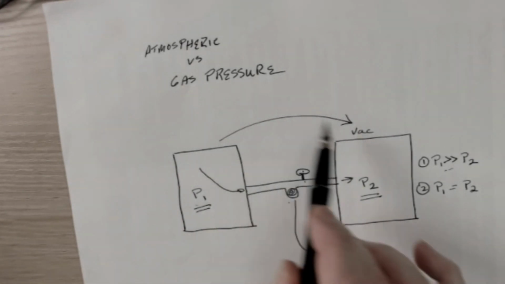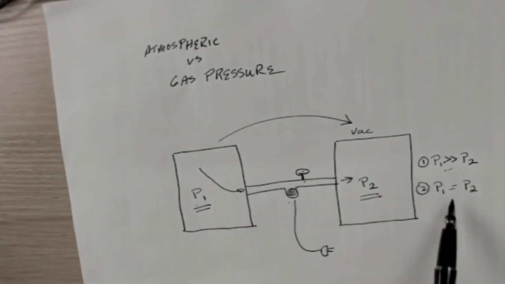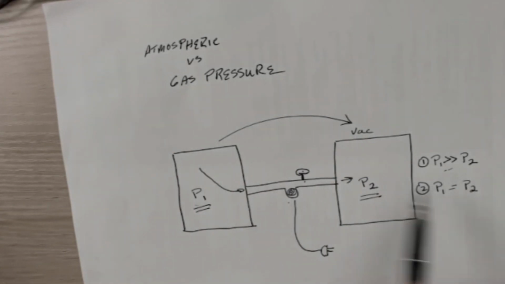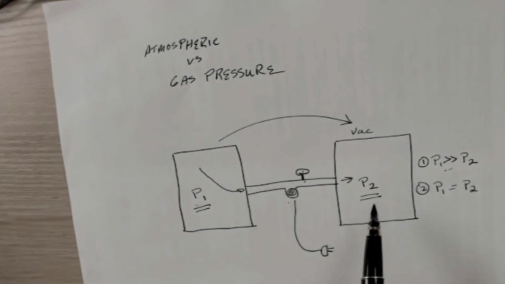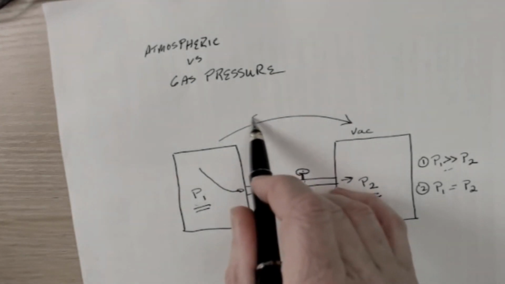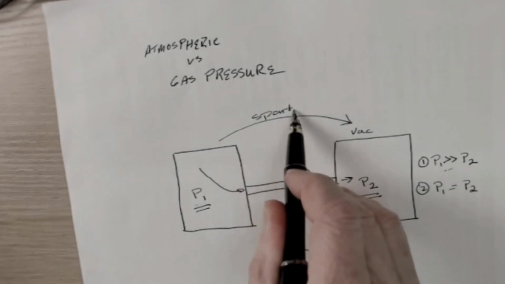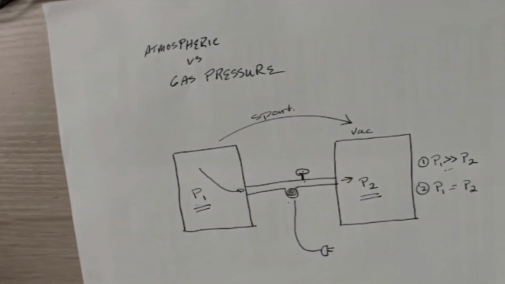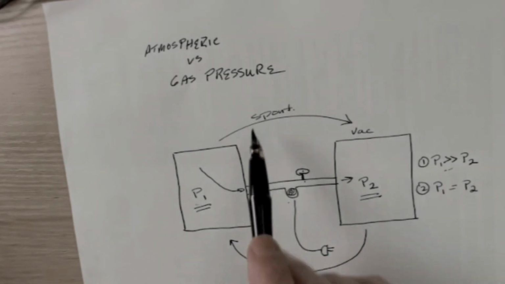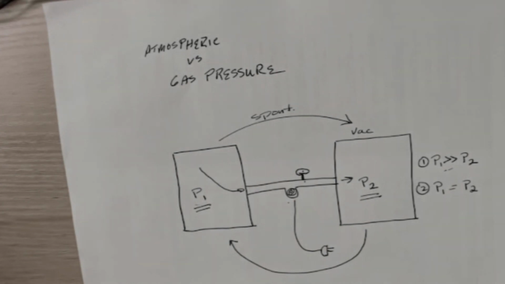And it will continue to move until P1 equals P2. In other words, the pressure here equalizes with the pressure here. So this would be the spontaneous direction of movement of air. However, can we make air move back this way? Can we reverse entropy? As it turns out, we can.